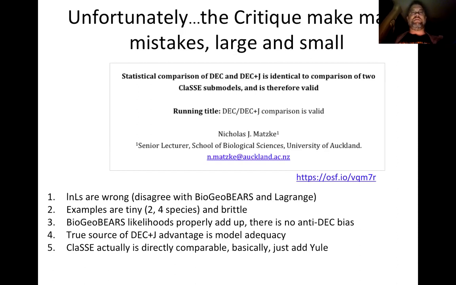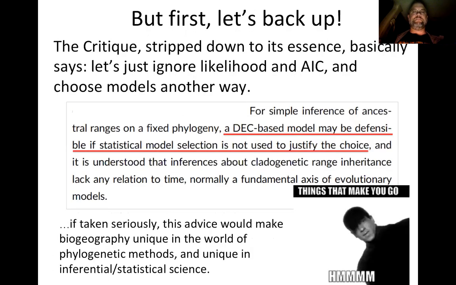I say statistical model comparison is identical to the comparison of two ClaSSE submodels, and it's therefore valid. And I make a number of other points, including that I'm going to show that the log likelihoods in the critique are wrong. The examples that they show of counterintuitive inference are tiny examples, and they're brittle. The biogeographic likelihoods do properly add up. There's no anti-DEC bias. I point out the true source of the DEC+J advantage, and I show how ClaSSE is directly comparable to the DEC and DEC+J models by adding a Yule process to those models. All right, so let's back up first.